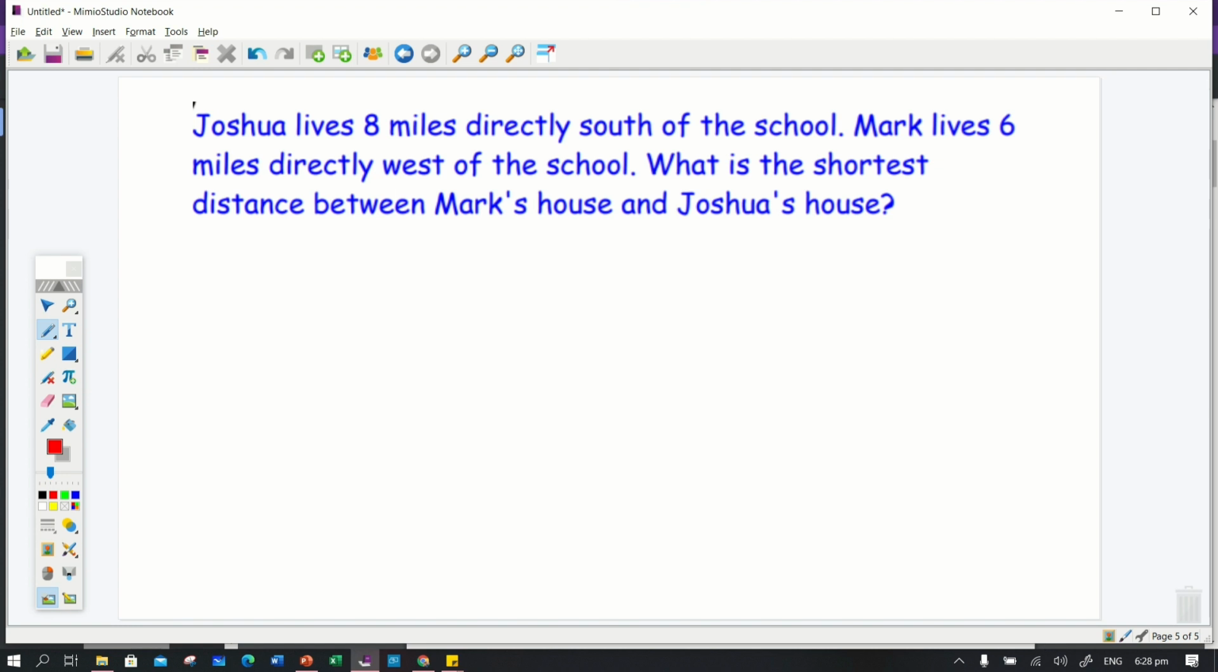So this one is an example of Pythagorean Theorem. So first, let's try to draw the school. So this is the school, and Joshua lives 8 miles directly south of the school. So let's say this is where Joshua lives. Okay, so that is 8 miles directly south. Then Mark lives 6 miles directly west.